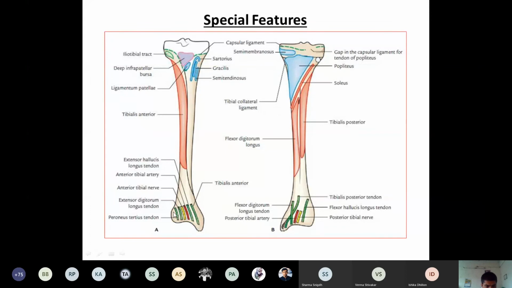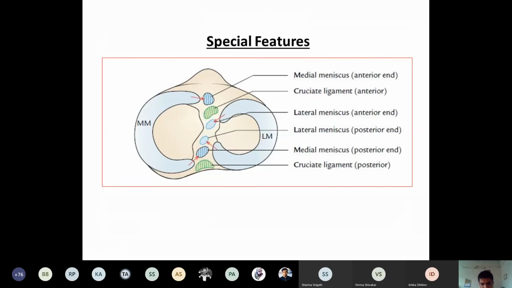Anteriorly you can see several structures crossing the ankle joint. What are these several structures? We have discussed them with one name only, isn't it? Tom, Dick and Harry, like this, several structures are there. You can read all these things: tibialis anterior, extensor hallucis longus tendon, the anterior tibial artery, the anterior tibial nerve, extensor digitorum longus tendon, and peroneus tertius tendon. Similarly, from the medial side you can see Tom, Dick, and Harry. What is Tom, Dick, and Harry? Now you can tell. Later you practice this one.